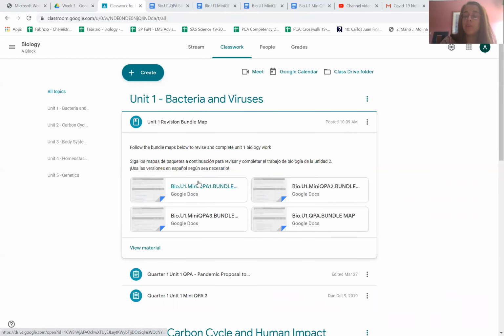Mini QPA 1 and 2 are going to be about the cell. So first things first, what is a cell? It's the structural and functional unit of life, meaning it makes up literally what we are. There are so many cells in my arm, in my eyeballs, in your arm and eyeballs, and liver cells and brain cells and pancreatic cells. They're all created of this one single unit called a cell. And it's also the functional unit of life.